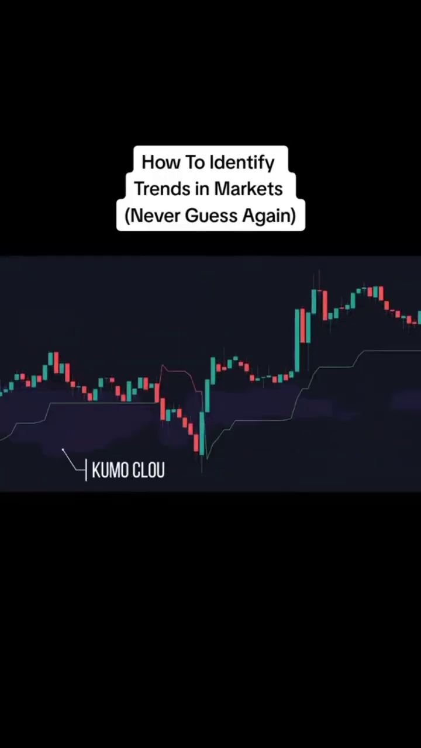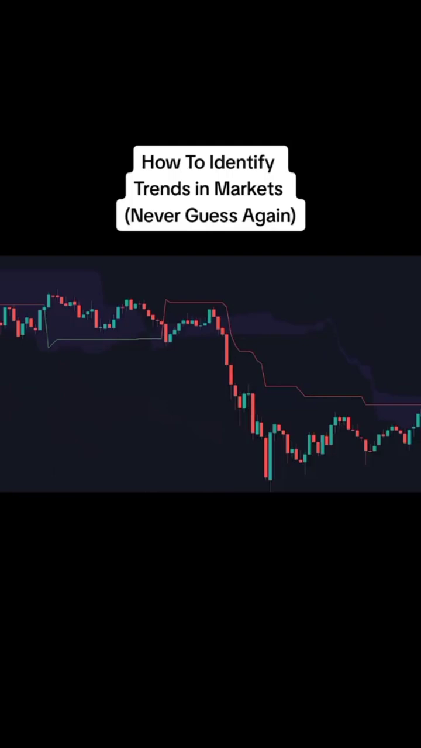So this purple area is called the Kumo cloud. We will only enter a long trade if the super trend line is green and the price is above the Kumo cloud. We will not enter the trade if the price is in or below the cloud. It's the exact opposite for shorting. We will only enter a short trade if the super trend line is red and the price is below the Kumo cloud. Let me show you an example.